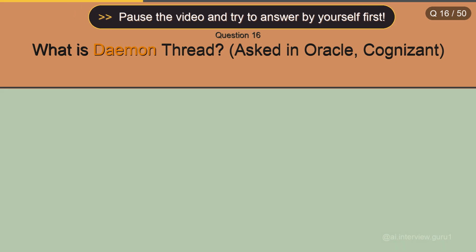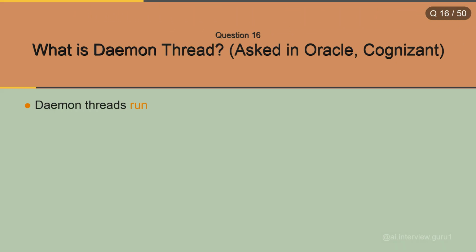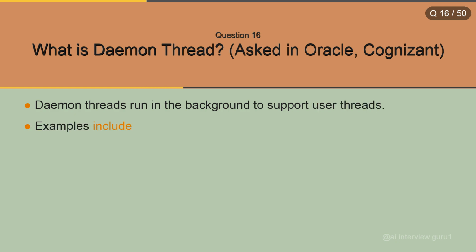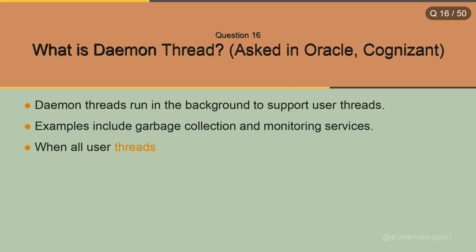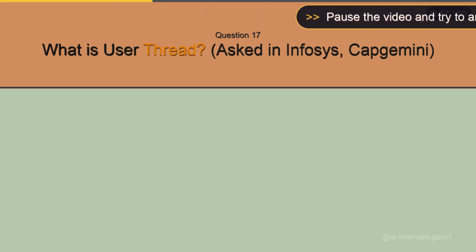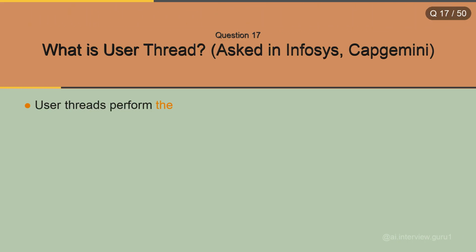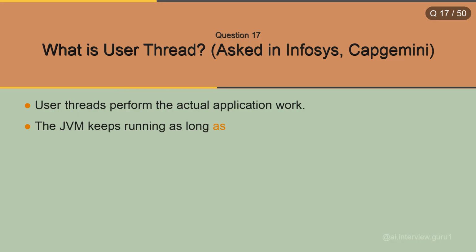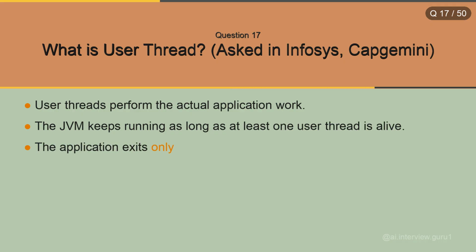What is daemon thread? Daemon threads run in the background to support user threads. Examples include garbage collection and monitoring services. When all user threads finish, the JVM automatically terminates daemon threads. What is user thread? User threads perform the actual application work. The JVM keeps running as long as at least one user thread is alive. The application exits only after all user threads complete.